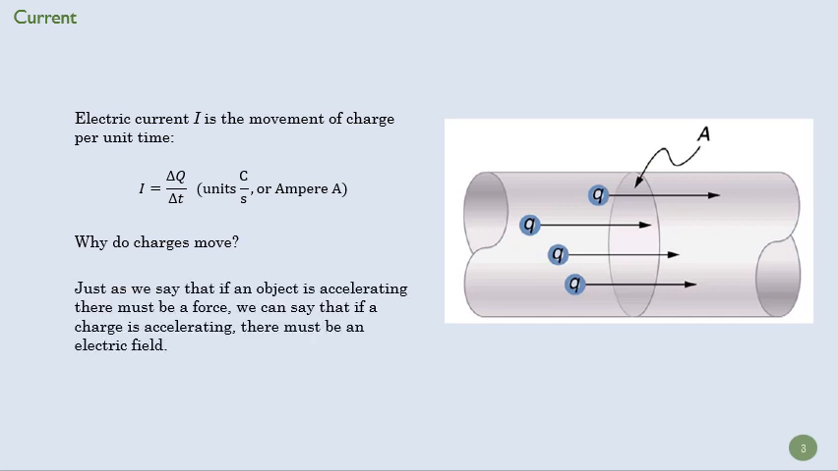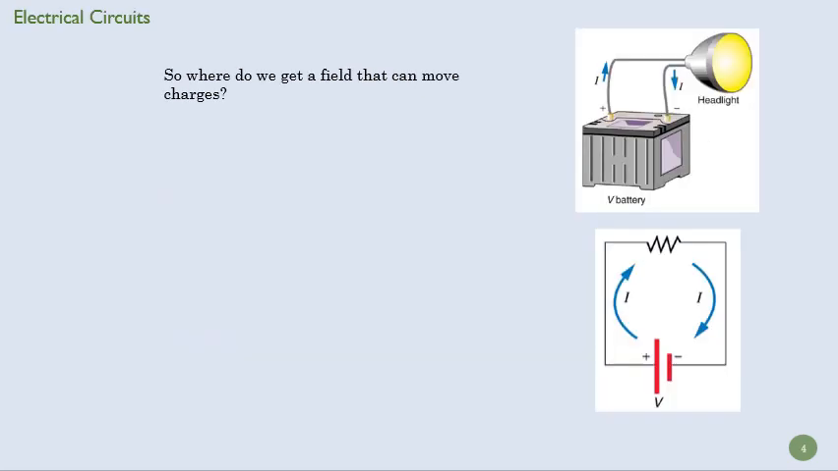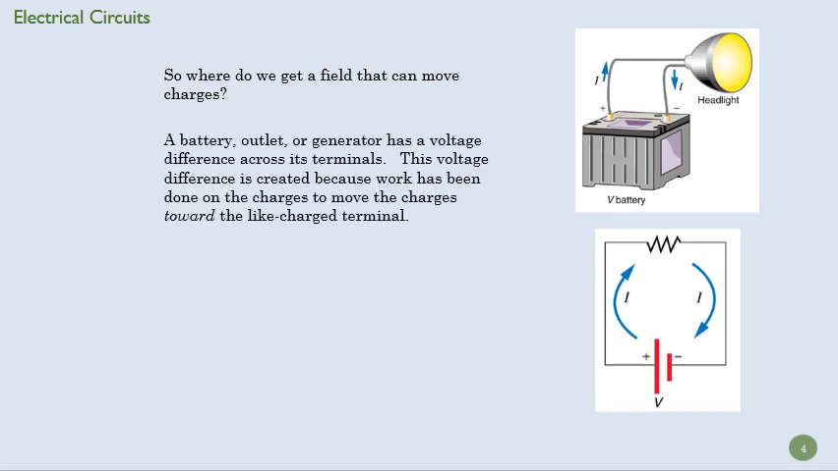Why are these charges moving? Well, we know the answer to that, right? That's our electrical field. If an object is accelerating, there must be a force. And if a charge is accelerating or moving, there must be some kind of electrical field there. Where do we get a field that can move charges? We can talk about a battery, or a plug outlet, or a generator. All of these are doing similar things. And what they're doing is creating a voltage difference because work has been done on charges to move the charges toward the like charged terminal.